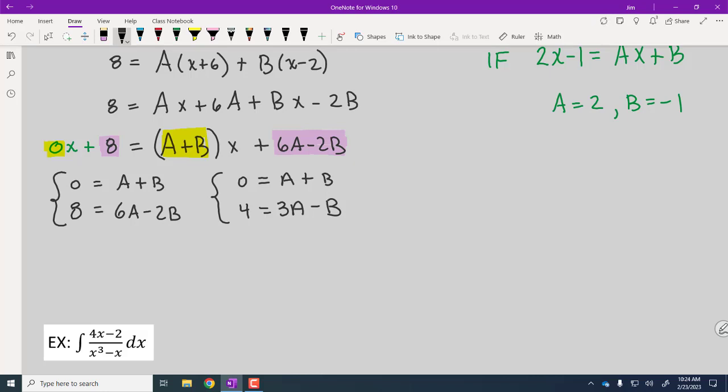So this is a linear system. We can use either technique. In this case, the elimination method works very well because when we add these two equations together, the b disappears. The b's cancel. So if we add the left side, we get 4. If we add the right side, we get 4a. So this tells us that a is equal to 1.